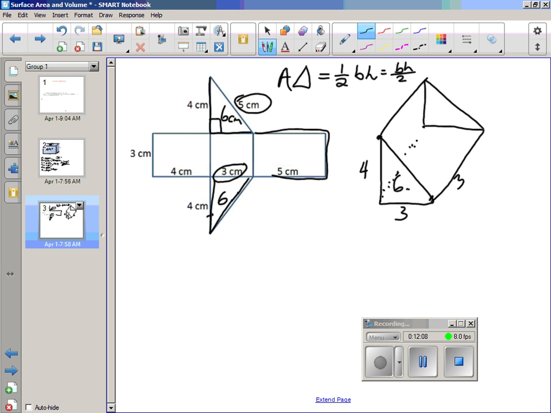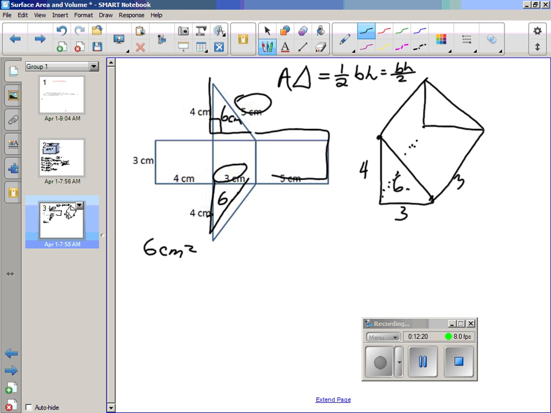So if you go back to what we said before, we always have a front and we always have a back. So we would have two triangles at 6 centimeters squared. Whoops. And 6 centimeters squared. Now if I press too hard with my marker, it shifts everything on here. Isn't that interesting?